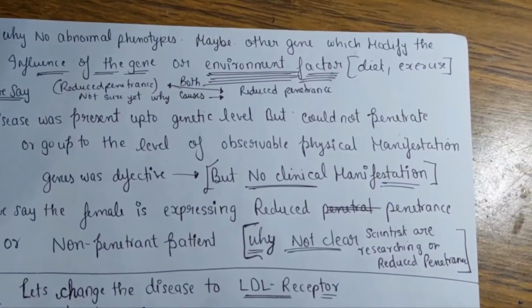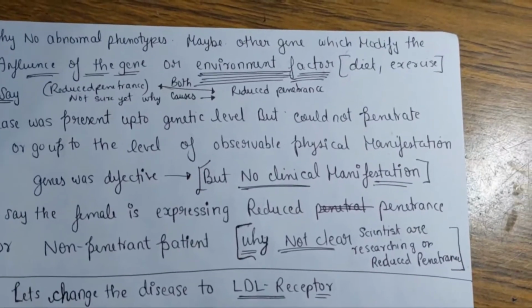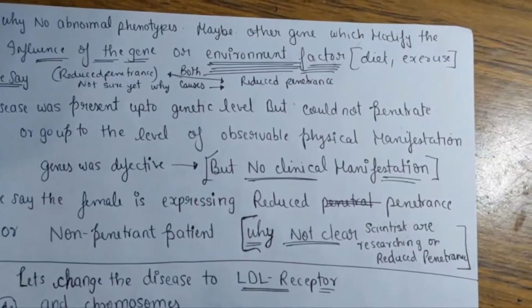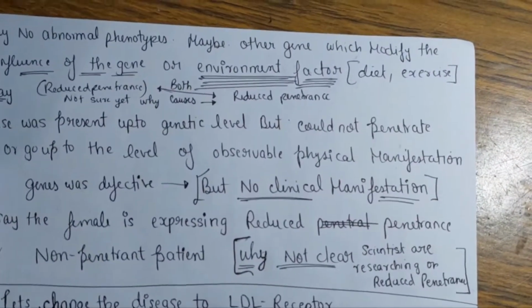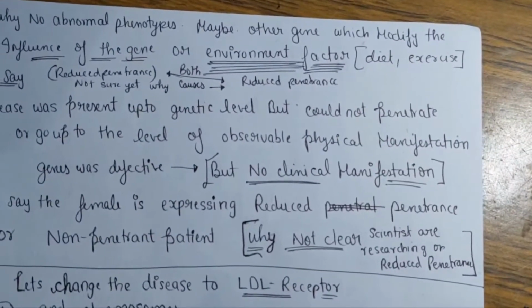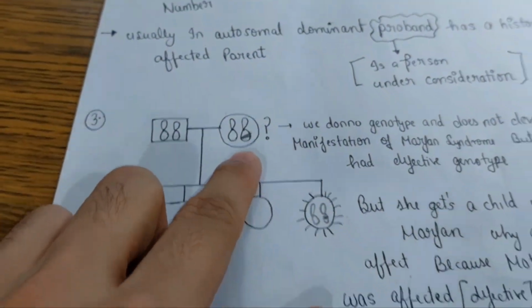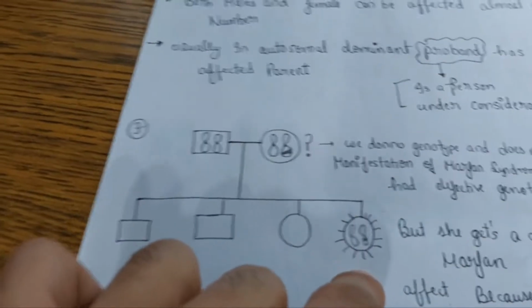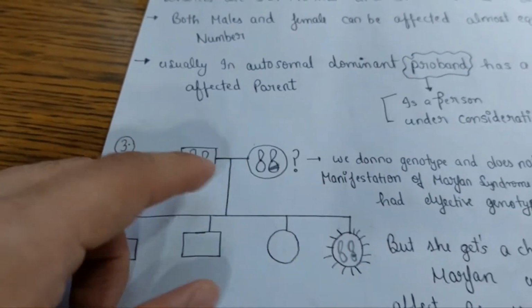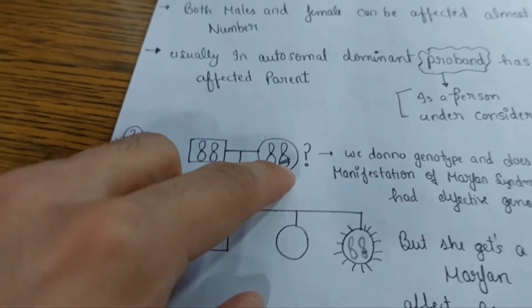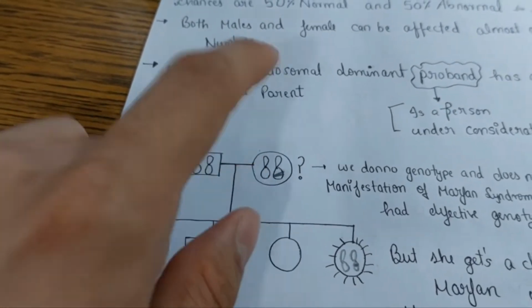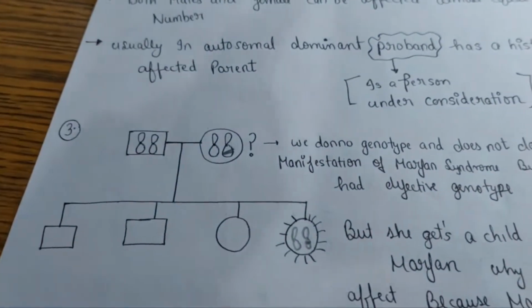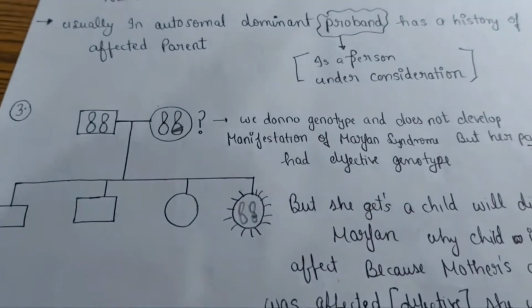For such a patient, for example this female, we will say that the female is expressing reduced penetrance, or that the patient is a non-penetrant patient. This phenomenon is not very clear, and scientists are still researching reduced penetrance. So this woman who had an affected mother was herself normal, but her daughter manifested the disease. This is because the woman was carrying the defective allele, but the penetrance of the allele in her was very low. That is due to reduced penetrance, which could be due to her environmental factors, etc., or the influence of the other gene.